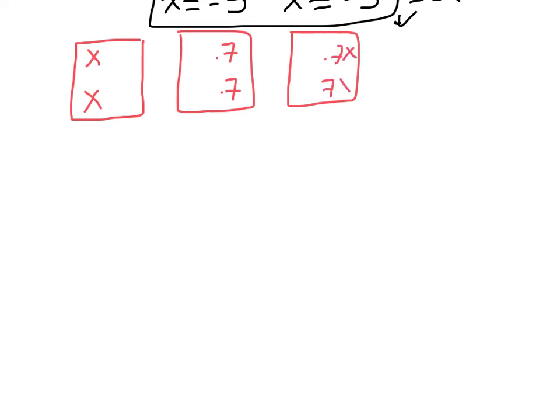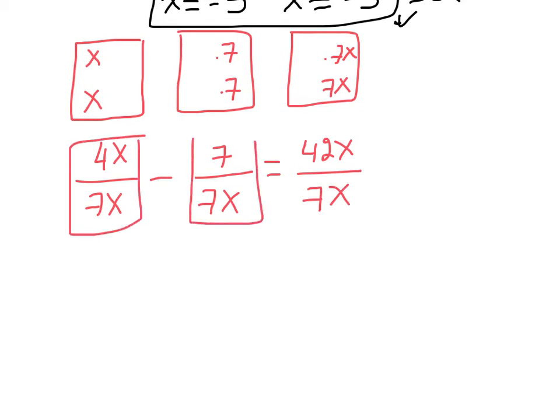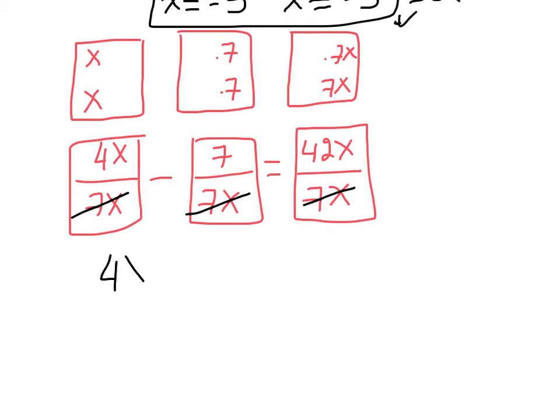The idea is this. Once you have every single denominator as 7x, look what you have to do. This one is 4x over 7x. This one will be 7 over 7x. This one will be 42x divided by 7x. At this point only, when you see all of these terms have the same common denominator, I need you to go ahead and cross out the denominator, cancel them out. Copy the numerator and solve for x.